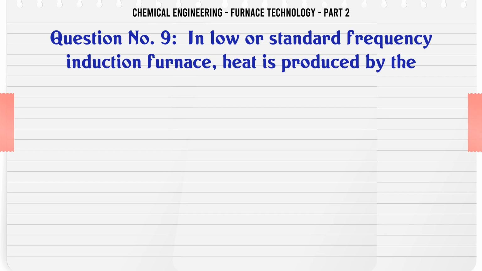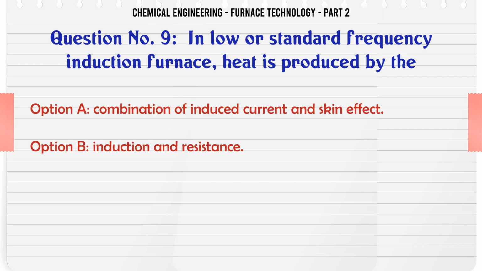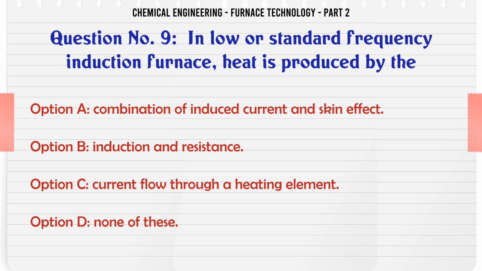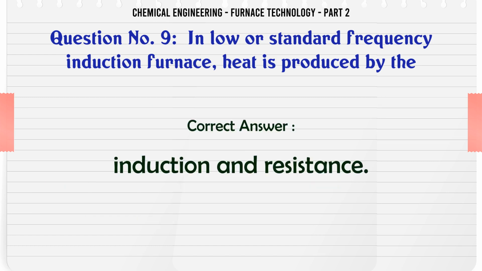In low or standard frequency induction furnace, heat is produced by the A. Combination of induced current and skin effect. B. Induction and resistance. C. Current flow through a heating element. D. None of these. The correct answer is induction and resistance.